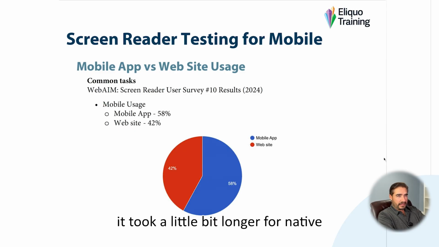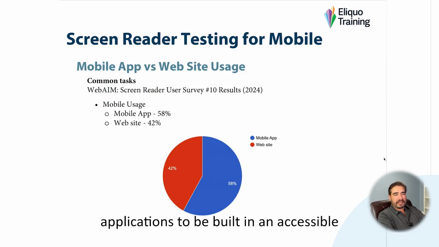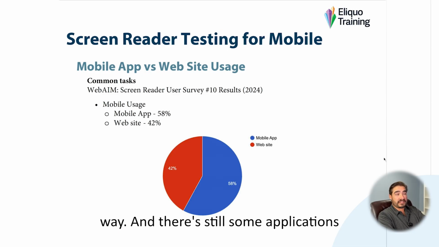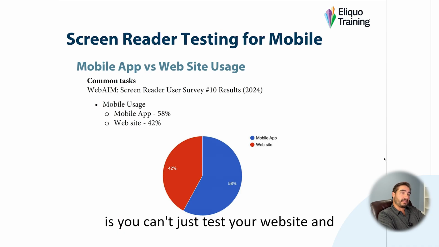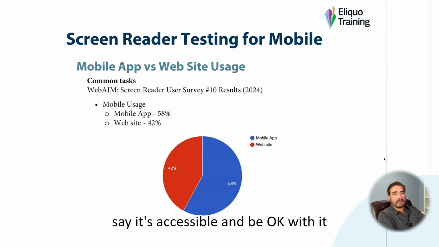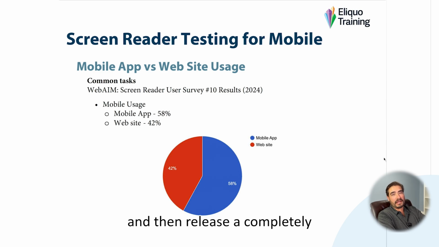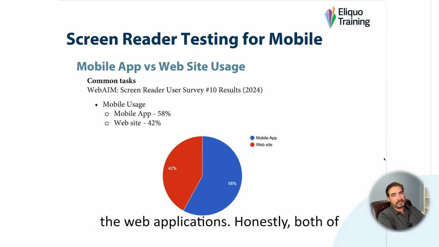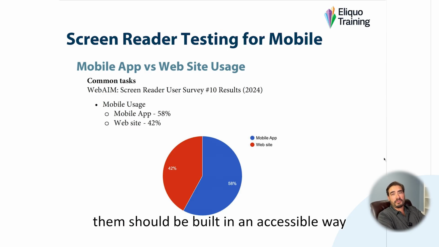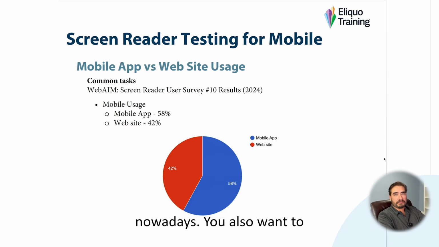But because of accessibility, it took a little bit longer for native applications to be built in an accessible way. And there's still some applications out there that are significantly inaccessible to screen reader users. We're going to take a look at one of them here today. But my point is, you can't just test your website and say it's accessible and be okay with it and then release a completely inaccessible mobile app because people are preferring the mobile apps over the web applications. Honestly, both of them should be built in an accessible way nowadays.